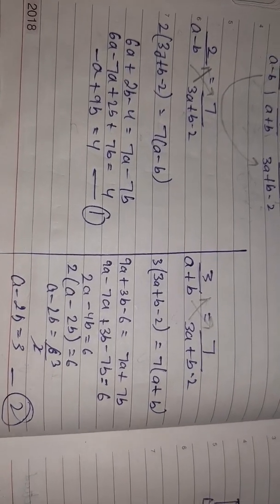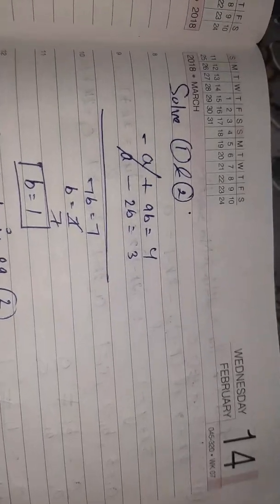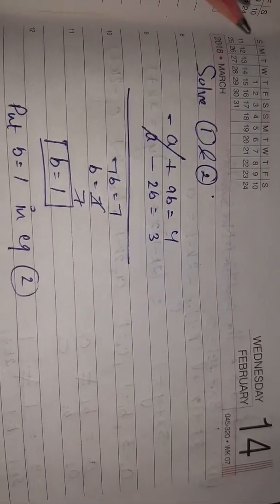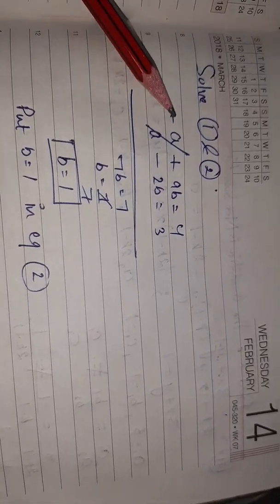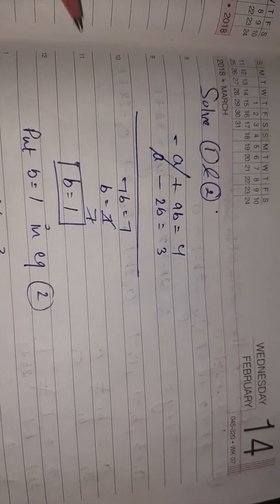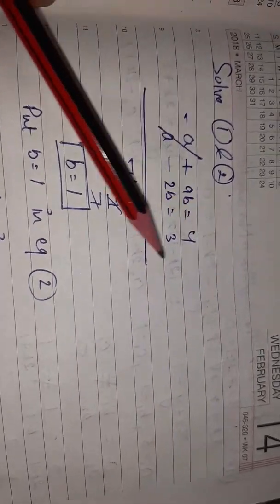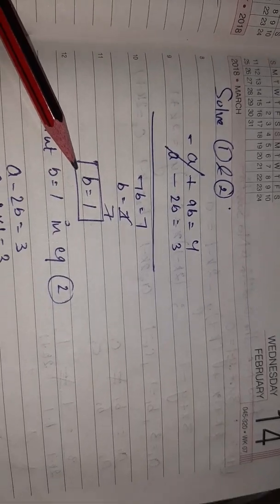Second equation. We have two equations now. Solve it by the elimination method, because there is nothing written that you have to solve it by a particular method. This is minus a, this is plus a, already given in the question. Directly cancelled out. 9 minus 2, 7. 4 plus 3, 7. 7 will go down, the value of b is 1.